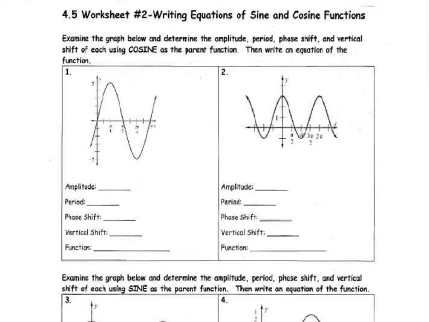Okay, so for number 1, for the amplitude, it is the distance from the maximum to the minimum divided by 2, which is 5. The period, 1 rotation from the beginning to the end, is pi. If I write a cosine equation, the phase shift is to the right pi over 4, and there is no vertical shift. The midline is at y equals 0. So our function is y equals.